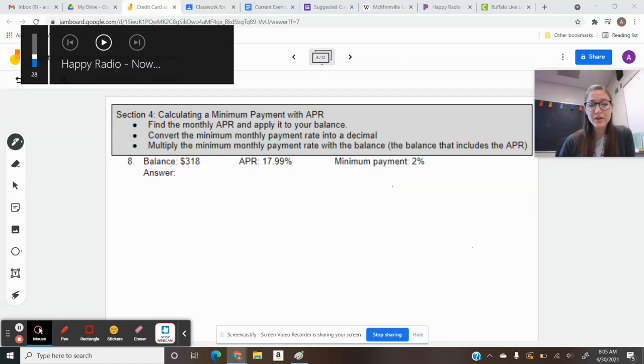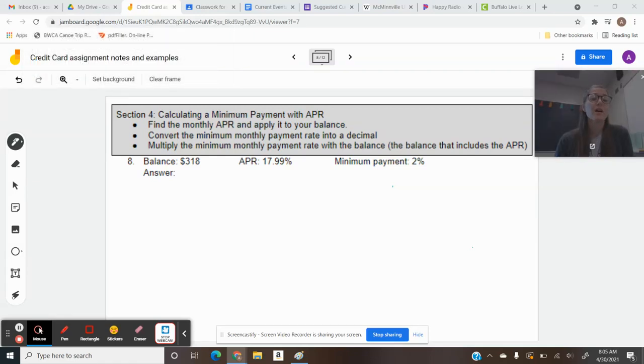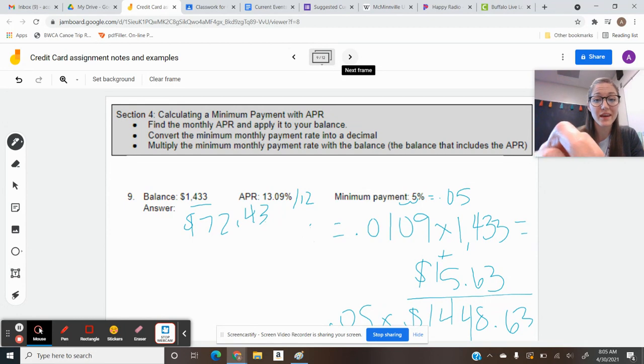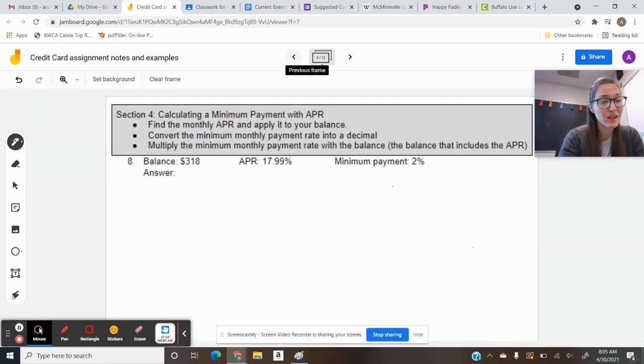Hey guys, so today you're going to finish that percents, decimals, and credit card assignment that was posted on Monday. Section 4 is going to build off of Section 3, except you're going to calculate your minimum payment after the monthly APR is applied. Don't worry, I'm going to walk you through 8 and 9, so that way you get some free answers and you know how to do the rest by yourself.